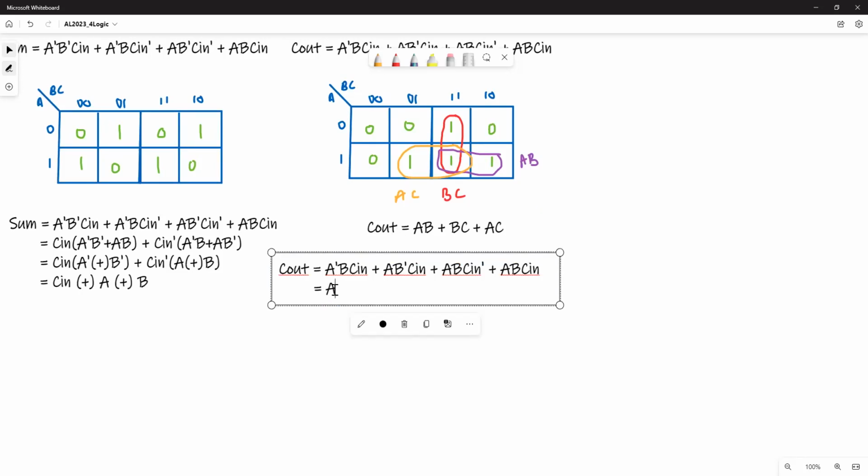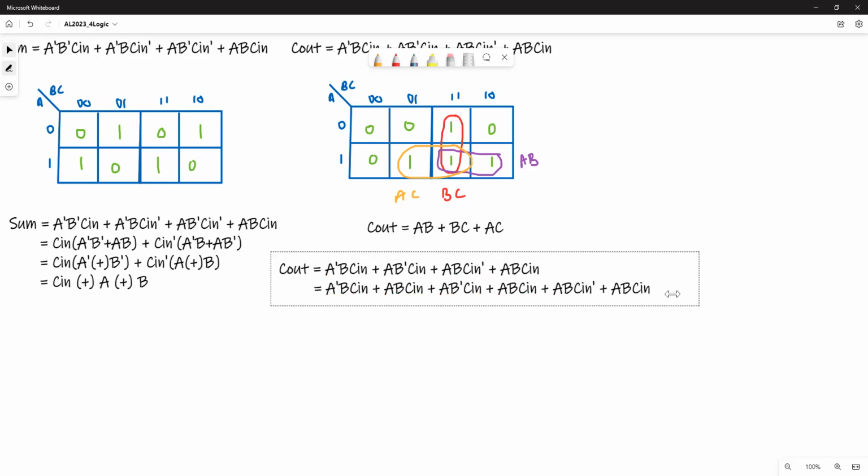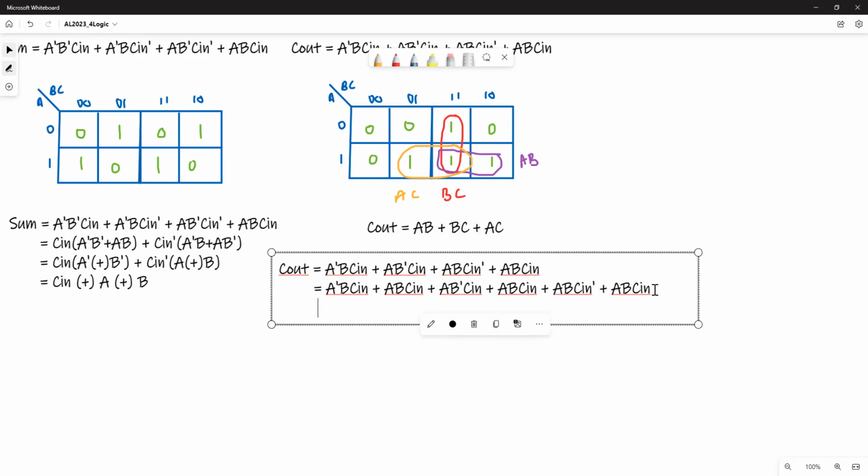So I'm going to use A bar B C in plus A B C in, and then we'll take the second term, A B bar C in plus A B C in plus A B C in bar plus A B C in. Right. Now that we have copied, we can simplify each of the two terms.